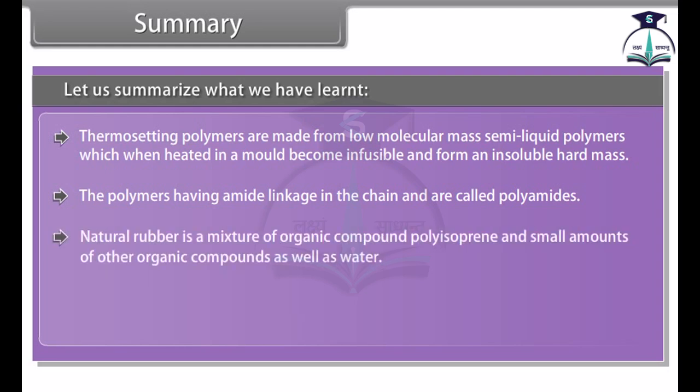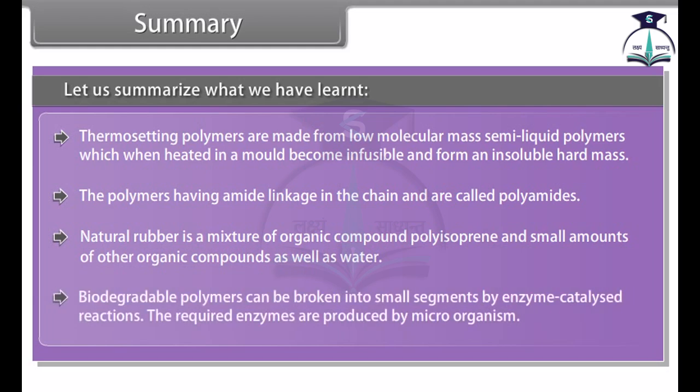Natural rubber is a mixture of organic compound polyisoprene and small amounts of other organic compounds as well as water. Biodegradable polymers can be broken into small segments by enzyme-catalyzed reactions. The required enzymes are produced by microorganisms.